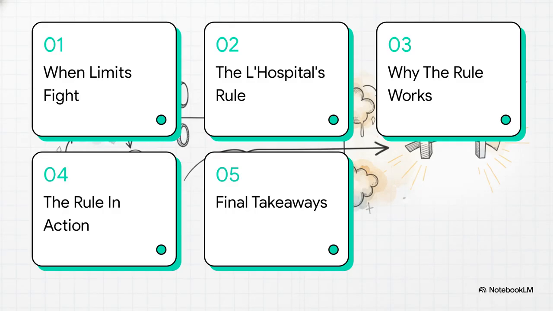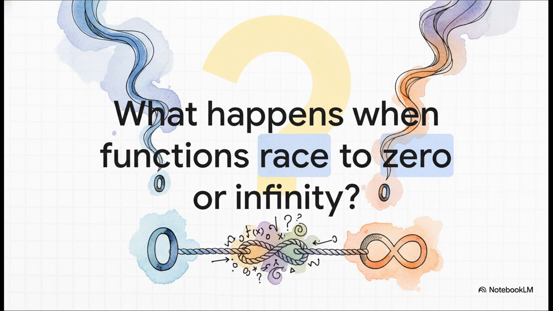We'll start by talking about the problem of fighting limits. You know what happens when functions are racing to zero or infinity. Then, we'll introduce the solution, L'Hopital's rule, and even peek under the hood a bit to see why it works. After that, we'll put it to the test with a bunch of examples and wrap it all up with the key takeaways. So let's just set the stage here with a question.